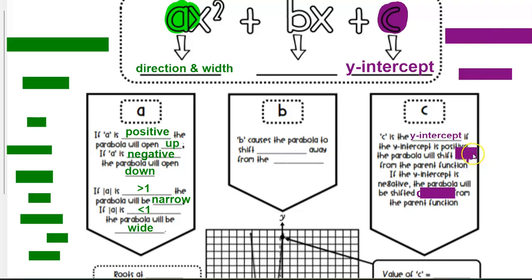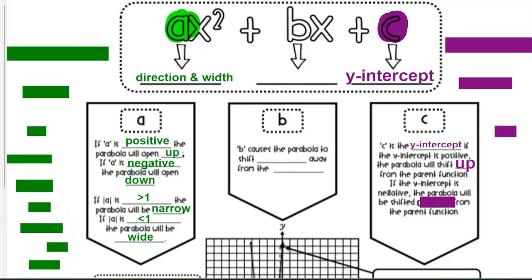If the y-intercept is positive, that means our parabola has shifted up from the parent function. On our parent function, y equals x squared, the y-intercept is 0. Remember the y-intercept was 0. So if your parabola has a positive c value, that means the parabola has moved up on the coordinate plane. If the y-intercept is negative, then the parabola will have shifted down from the parent function.